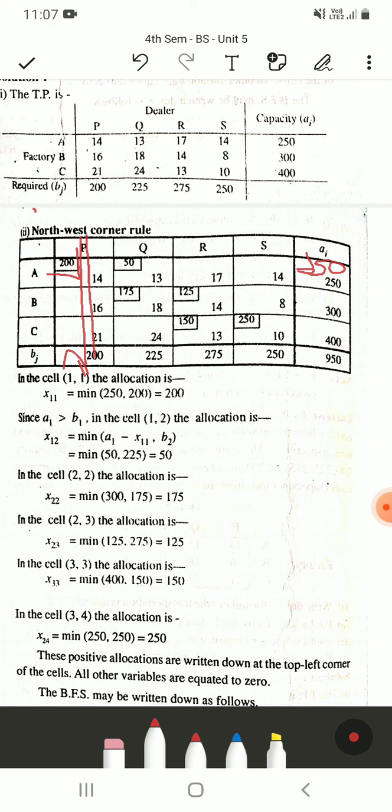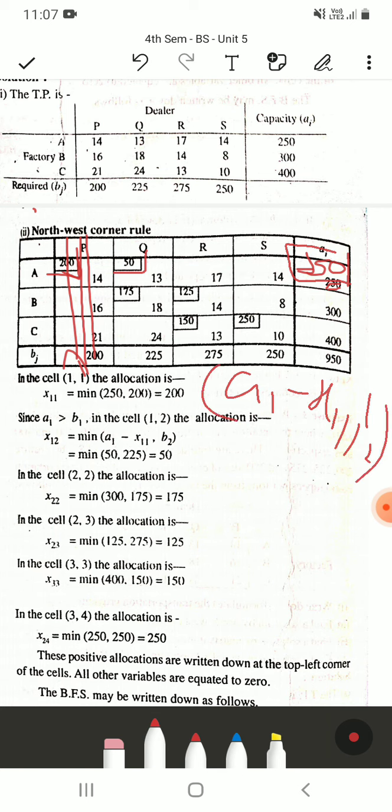Now once this whole column is exhausted, move towards the next cell, that is cell 1 2. So in this cell again you have to check which is minimum to make an allocation, between AI and BJ. Sorry, here it is not AI, it is AI minus X11. So X11 is 200. What we have done, 250 minus 200, we got 50. This is nothing but AI minus X11 comma B2.